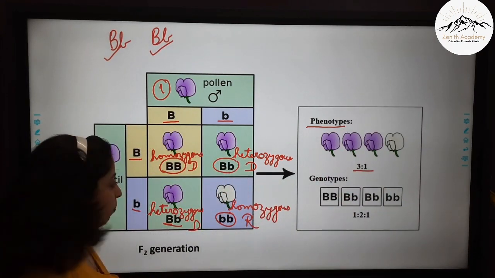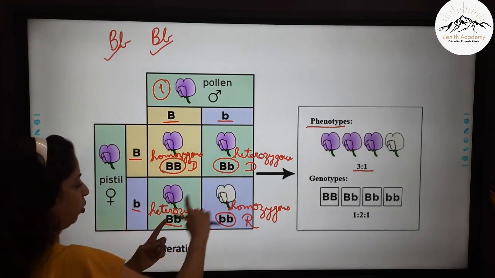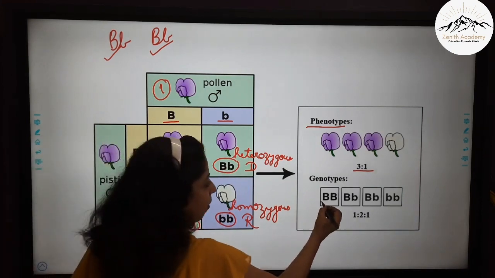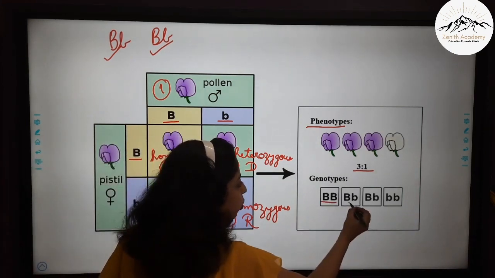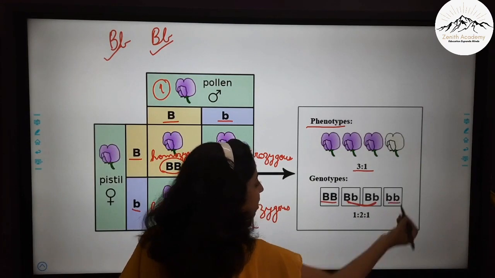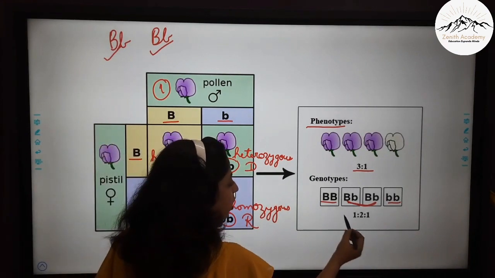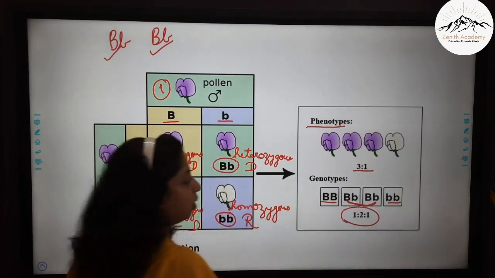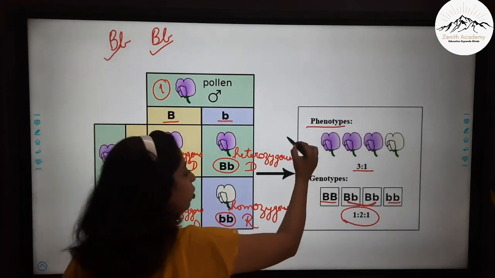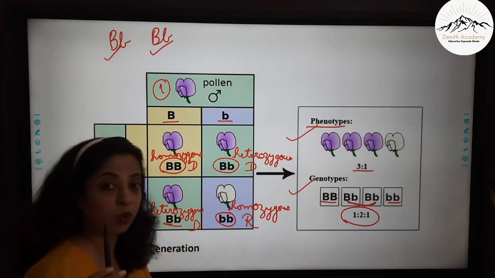Whereas the genotype, now here you can see one is capital B capital B, but there are 2 heterozygous dominant, capital B and small b. Okay, so one is capital B capital B, then there are 2 capital B, small b, and then there is a homozygous recessive, that is both are small b. So this ratio is 1:2:1. Now children, this is very important to remember this phenotype and genotype ratio of monohybrid cross.